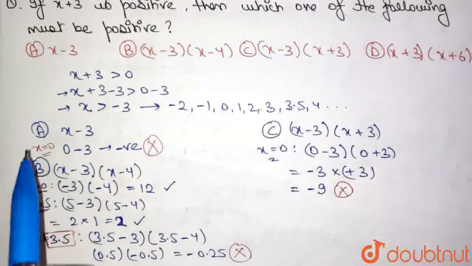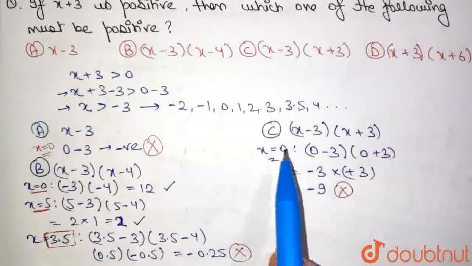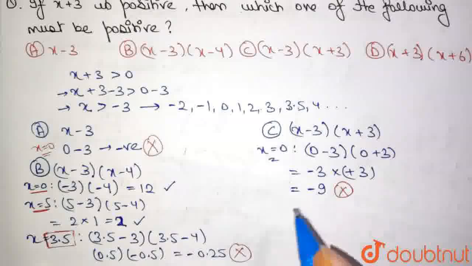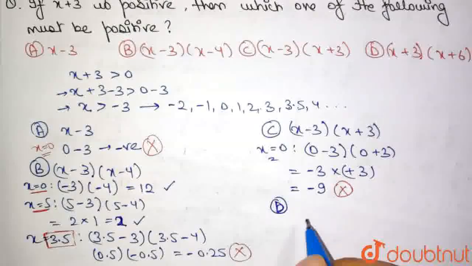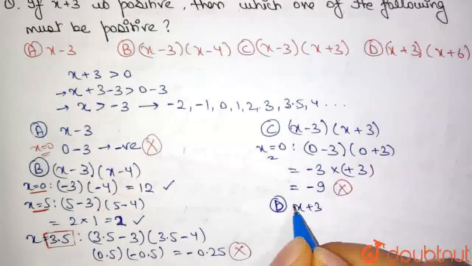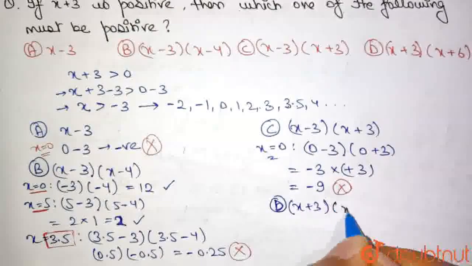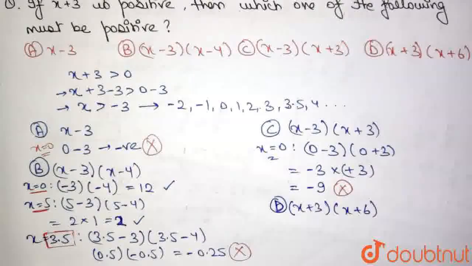That means we see that option A has failed, option B has failed, option C has failed. That means option D has to definitely pass if one of the options is correct. But let us check for option D also. Option D is x plus 3 into x plus 6. Now here notice that both signs are positive, plus 3 and plus 6.